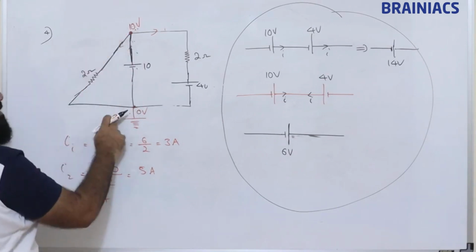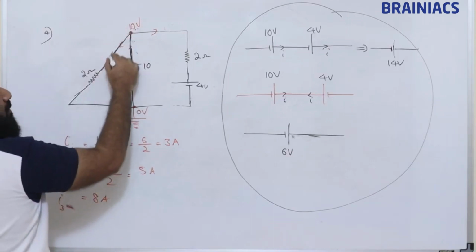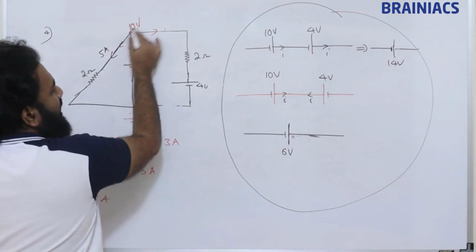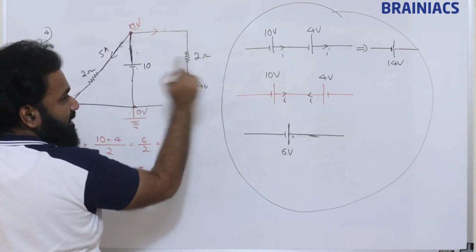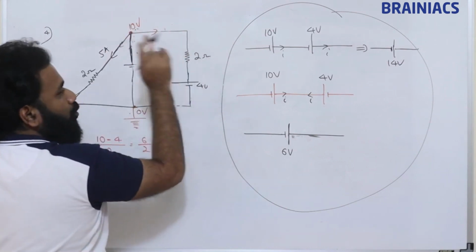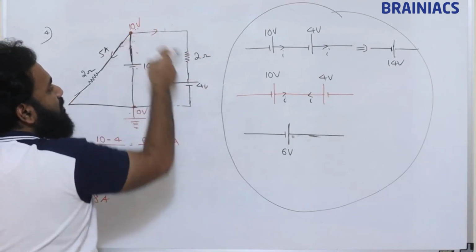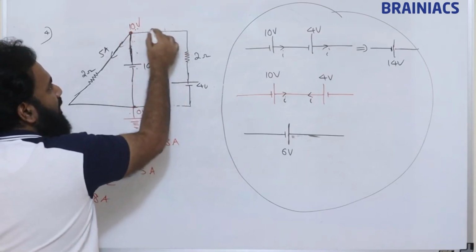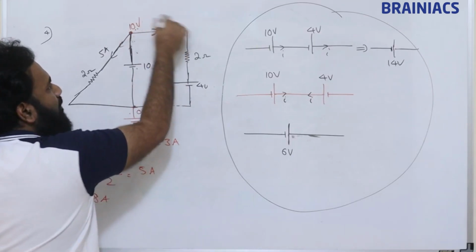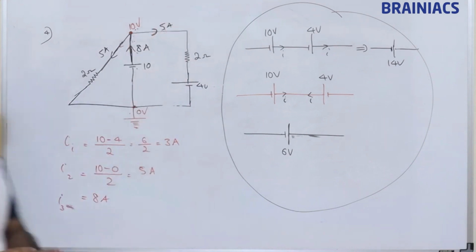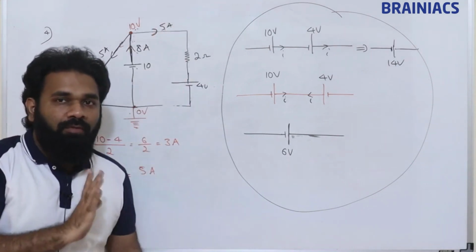10 is bigger or 0 is bigger? 10 is bigger, so 5 ampere will be leaving. 10 minus 4, 6, 6 by 2, 3 ampere. Which direction? 10 is bigger or 4 is bigger? 10 is bigger, so 3 ampere will be leaving. So this is going to be 8 ampere. Clear? So remaining all those problems we will be solving like that.